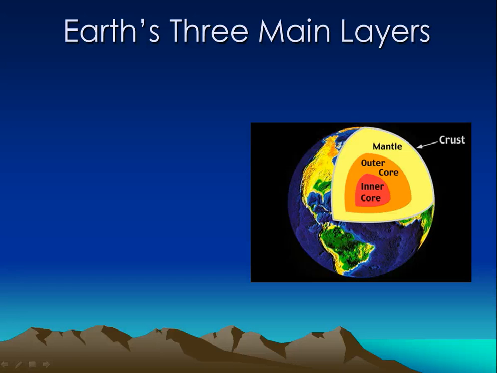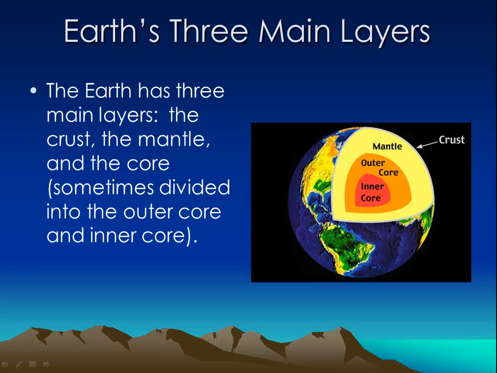Okay, now that you have some background knowledge on Earth's three main layers, let's unpack that a little and talk about it ourselves. Make sure you're filling out your notes as I go through this. We're going to talk about Earth's three main layers. The Earth has three main layers: the crust, the mantle, and the core.